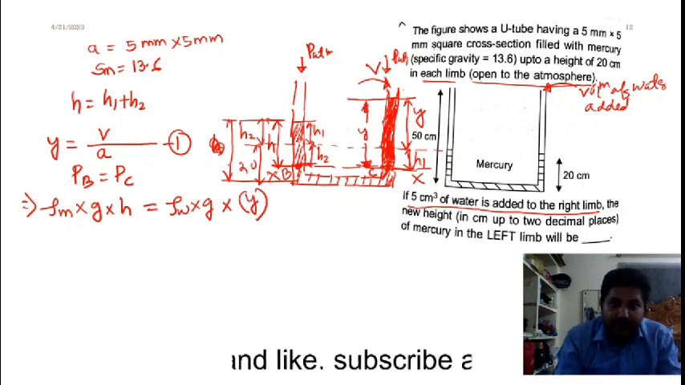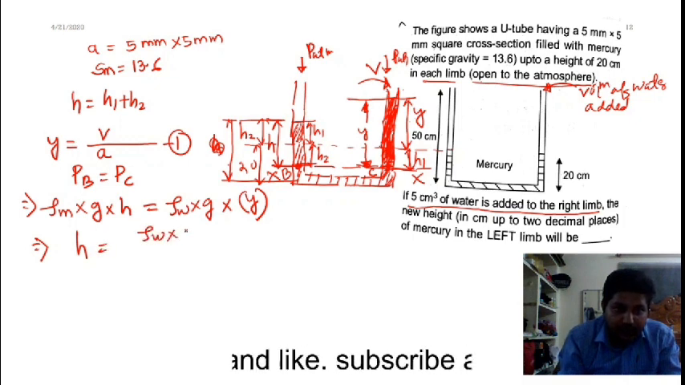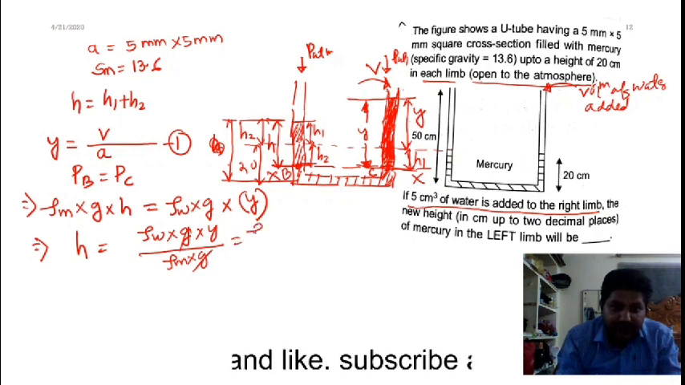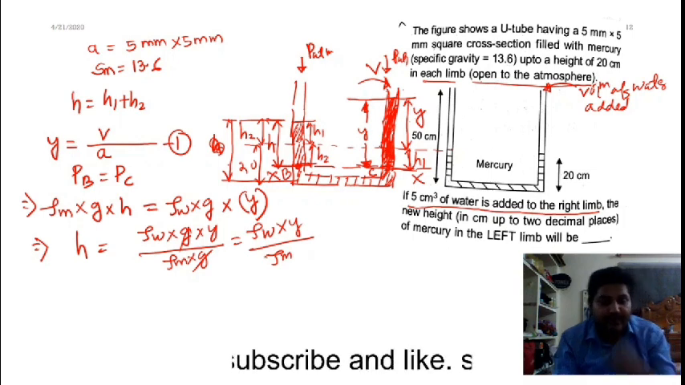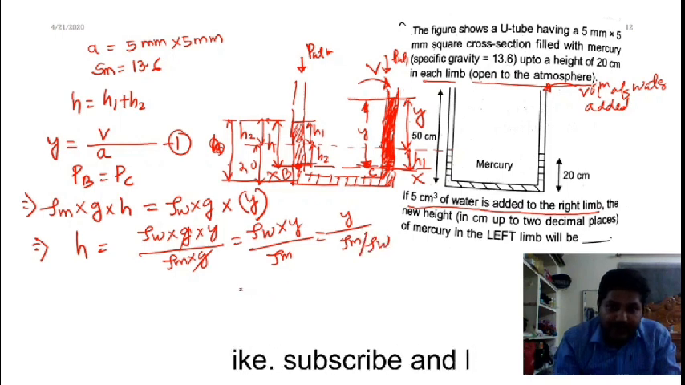Okay. So now from here I can find out the H value will be equal to rho W into G into Y divided by rho M into G. So G cancels. So this is coming out to be rho W into Y divided by rho M. Okay. So now I can write down this one as Y by rho M by rho W, so this is Y by the specific gravity of the manometric fluid. This is H.